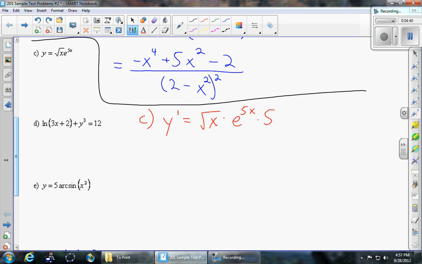That's the first part of the product rule: first times derivative of the second, and then the rest of the product rule says plus, and then we do second, just e to the 5x, times the derivative of the first.